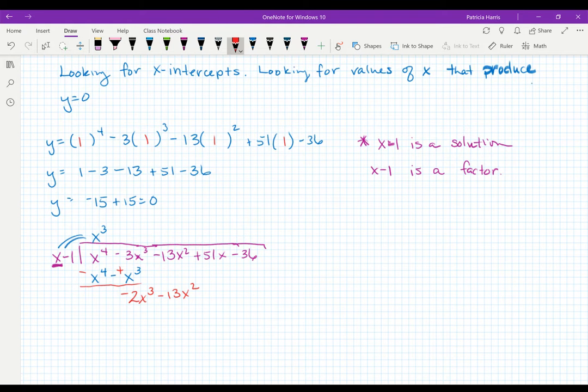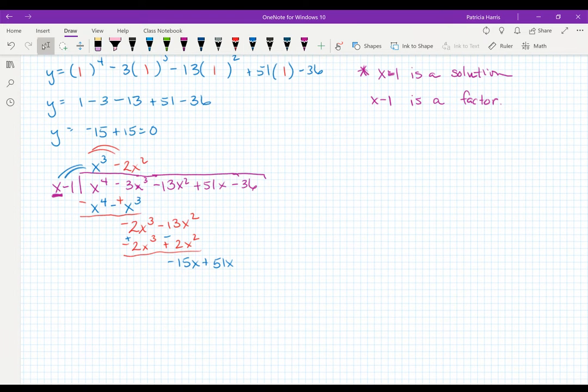All right, now what do we need to multiply an x by to get a negative 2x to the third? A negative 2x squared. Again, distribute. Again, we're going to subtract, so that means we change our signs. So those zero out, and we get negative 15x. Bring down the 51.